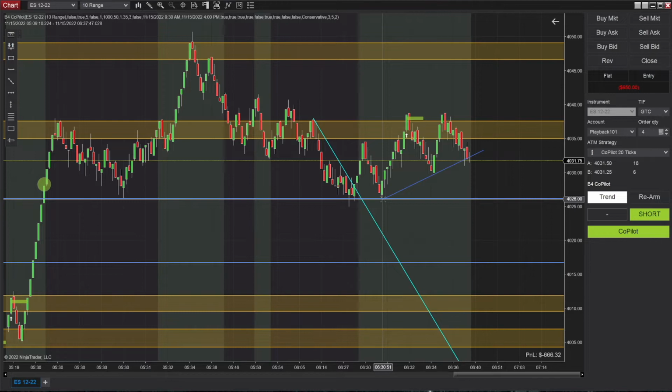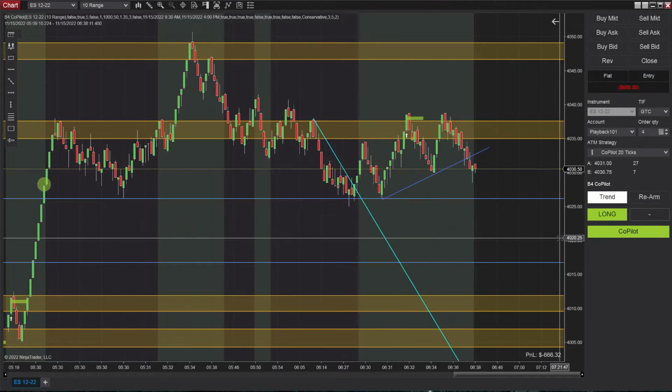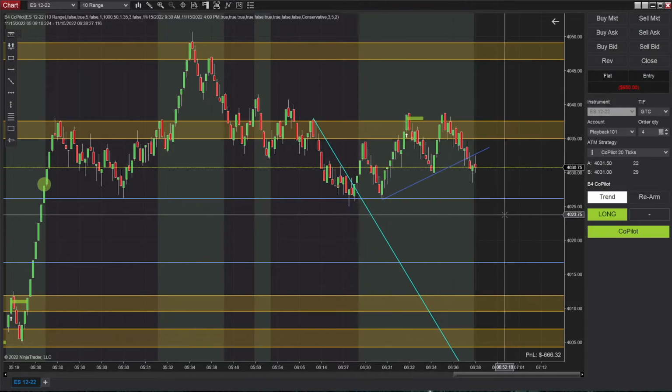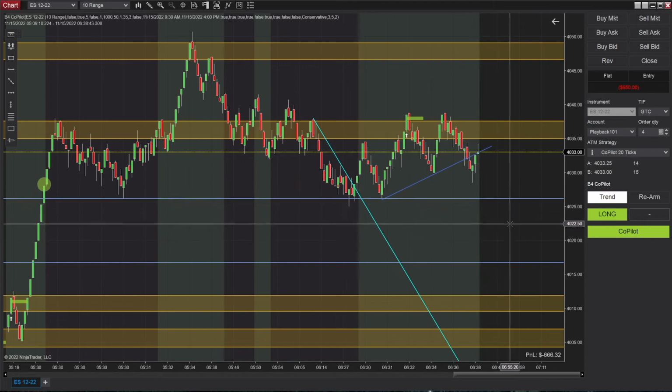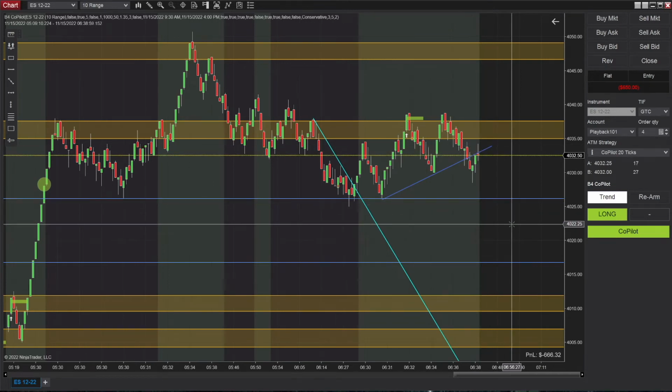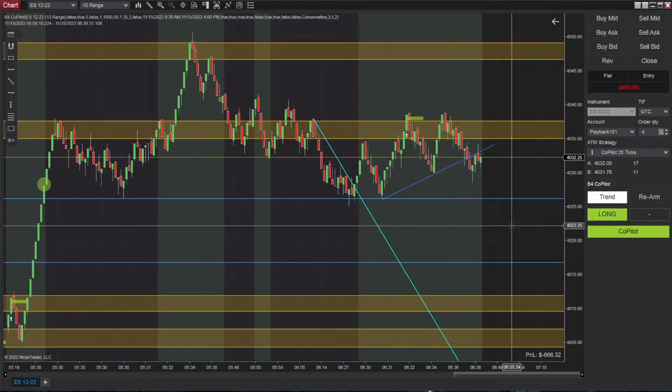One of the great things about CoPilot is no longer do you have to look at those footprint charts with thousands of bid-ask numbers and zoom in to scale so close that you lose the big picture. Instead, you can use normal candlestick charts and any bar type you like without losing any of the key footprint signals.